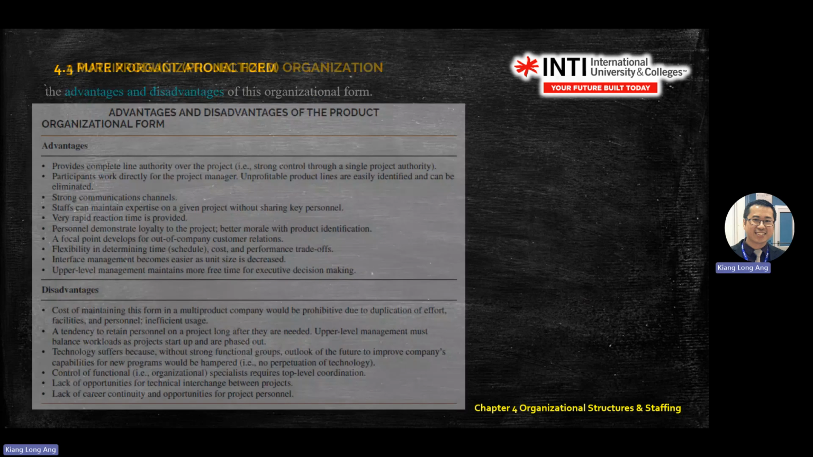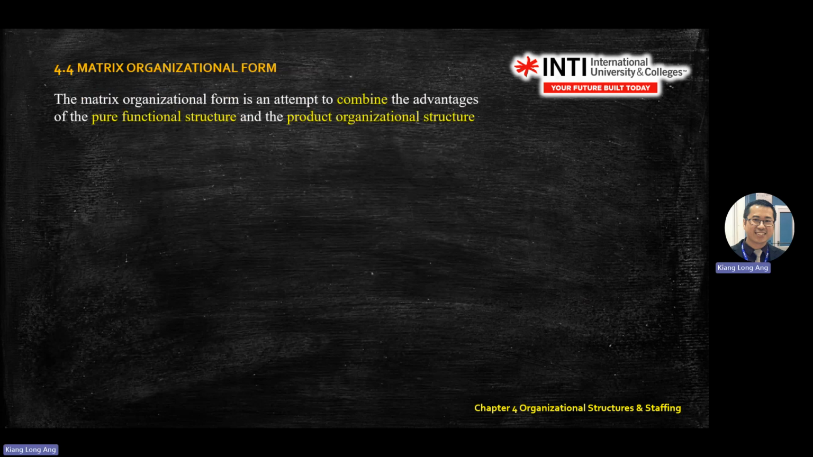Now the third one is called matrix. Matrix is a combination of pure functional and pure products organization. Pure functional, you can say, is a traditional organization chart, which gives authority to the functional unit. Finance does finance things, R&D does R&D, production does production. But the product organization just now means project by project. Matrix is a combination of the two. Ideally they shoot for project driven.